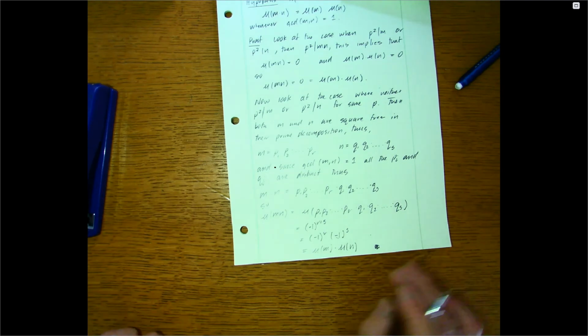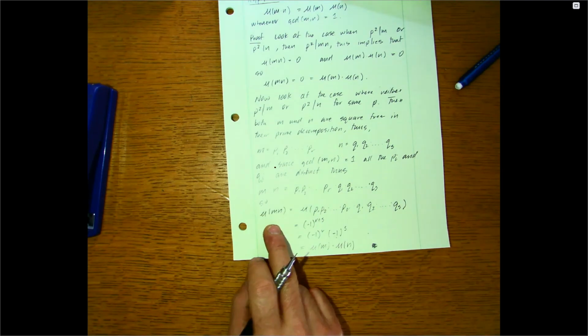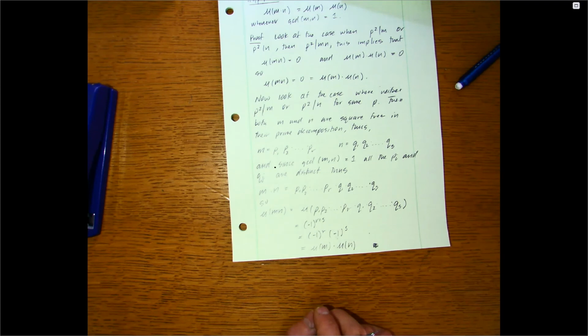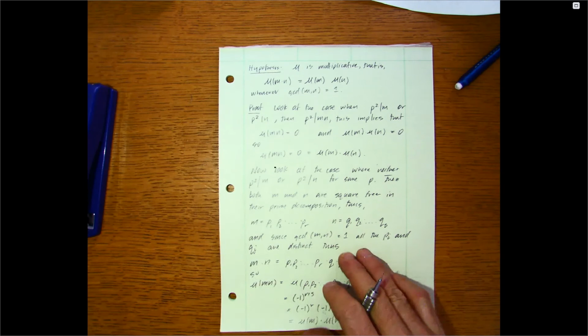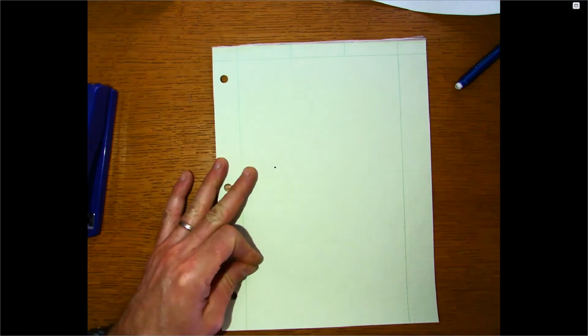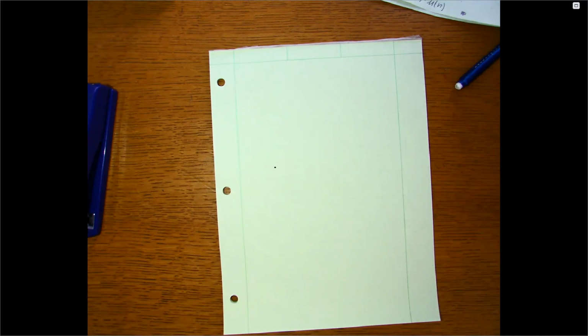Because what we've seen is that mu for the product is equal to the product of mu evaluated for each of its factors, so long as the two factors are relatively prime. So indeed, it is a multiplicative function. It has to do with addition of exponents, really.